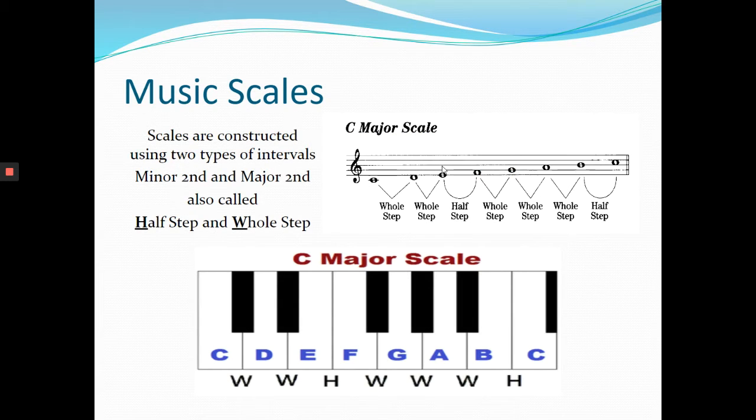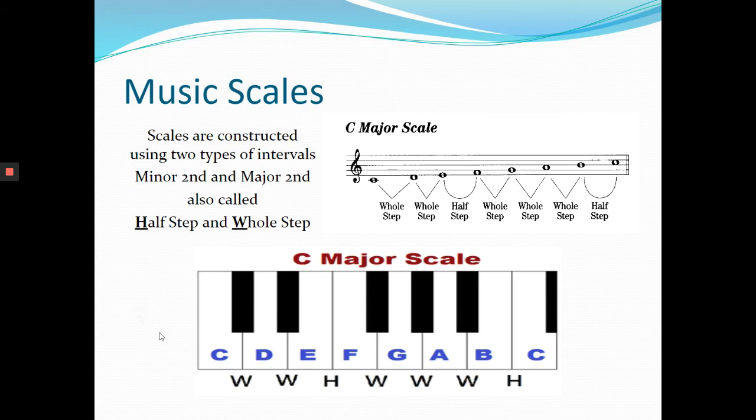Now remember, to construct a major scale, we're going to use minor seconds and major seconds. Remember, second is line, then up space. So if we were right here, this would be the one, and then you would go right up for a second to that F, E to F. Okay. The two types that we use are minor second and major second, also called half step and whole step.